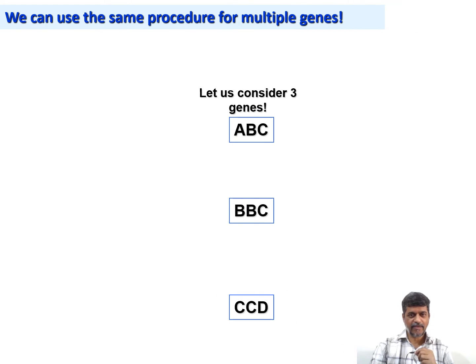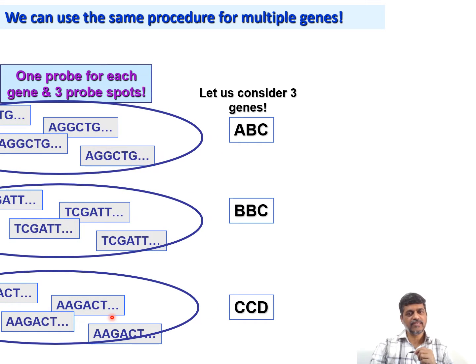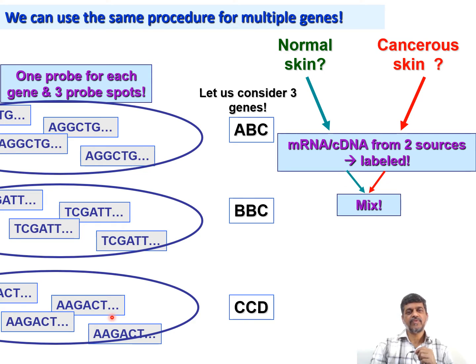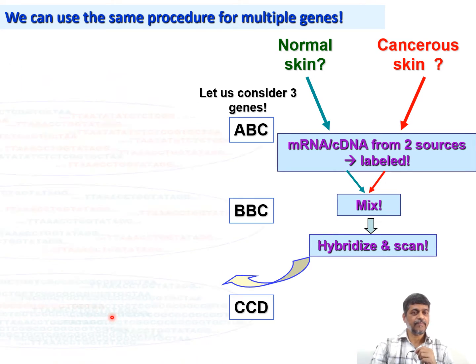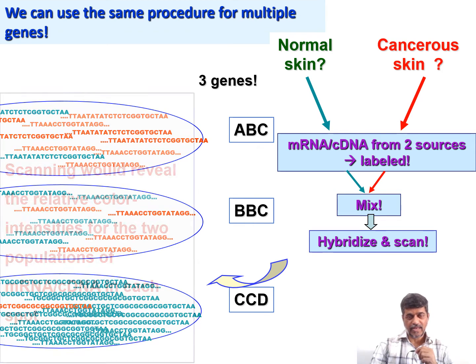Let's say 3 genes are there, ABC, BBC, CCD. I have to repeat probe generation and spot generation just like before, and I can make 3 different spots like this. I go back to the lab, extract the RNA, label them, mix them, hybridize, and scan. So when I scan, the situation in each spot could be something like this. I wouldn't know until I scan.